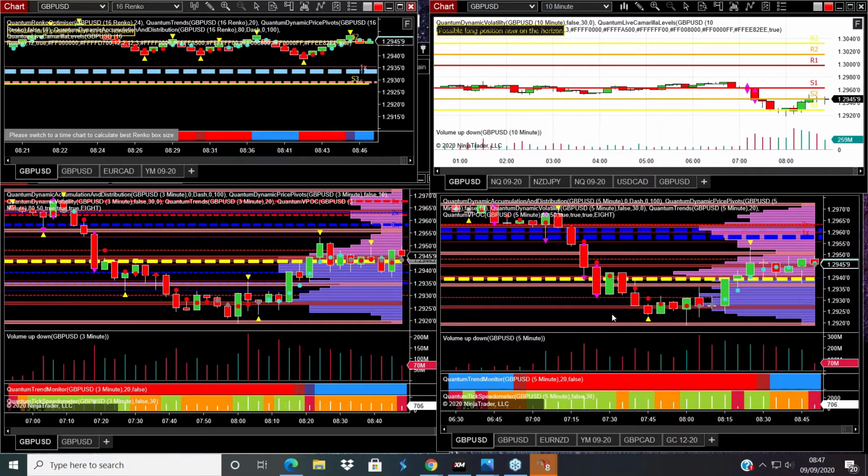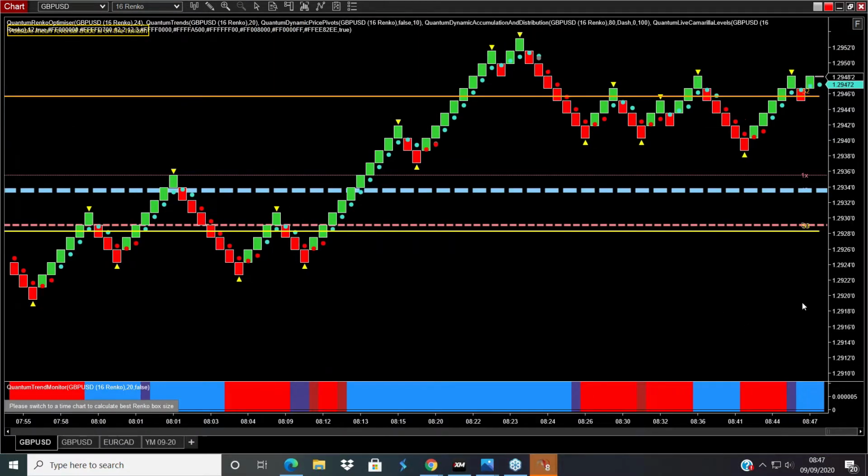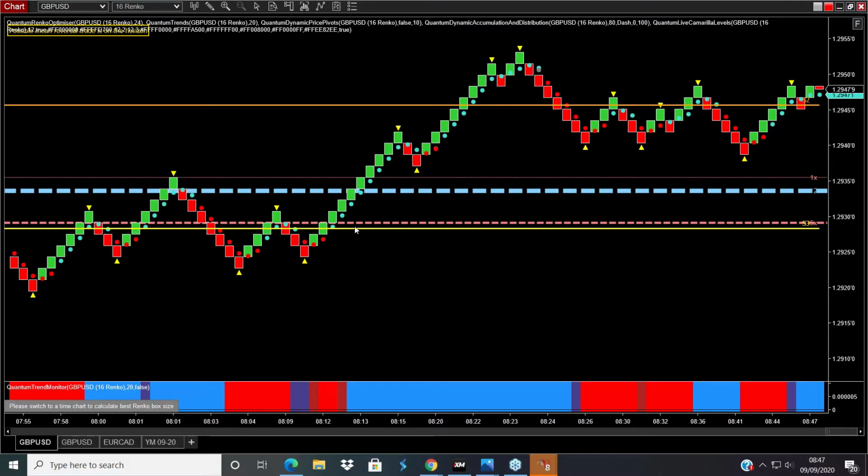Which you have available on NinjaTrader. You don't have that on MT4, MT5, because when we look at a Renko chart for cable, there was actually a trading opportunity. It was a very, very small opportunity. It was a few pips, but that might have been enough for you.